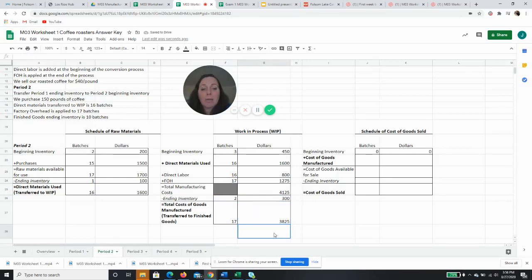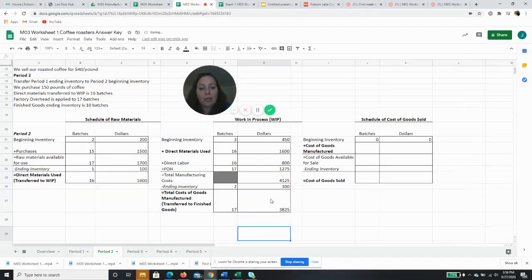So now I'm going to check the numbers. I can just take my total manufacturing cost minus what got left in ending inventory, and that is the amount that I finished. I have finished goods worth $3,825 that were transferred to finished goods. All right, so I'm just going to transfer this over.